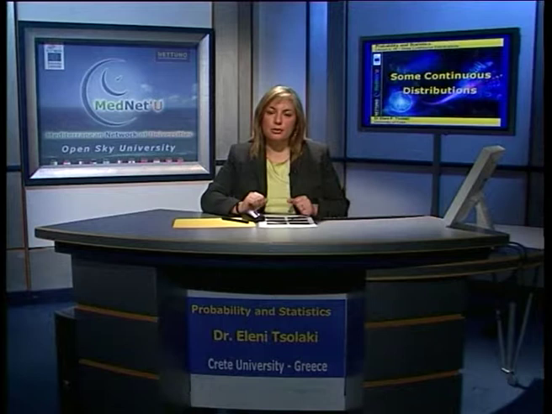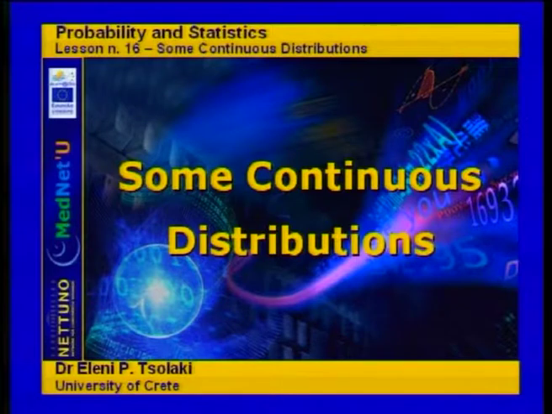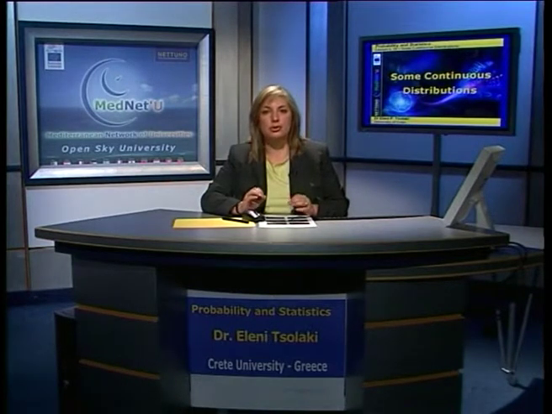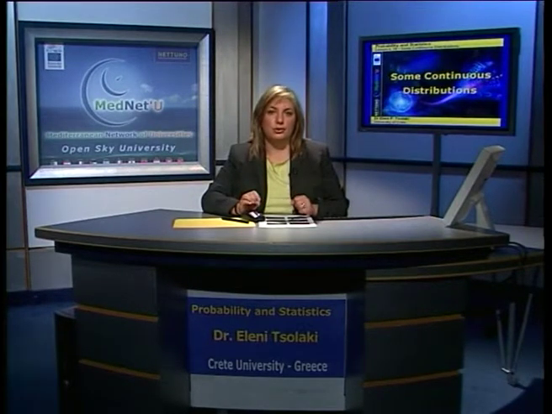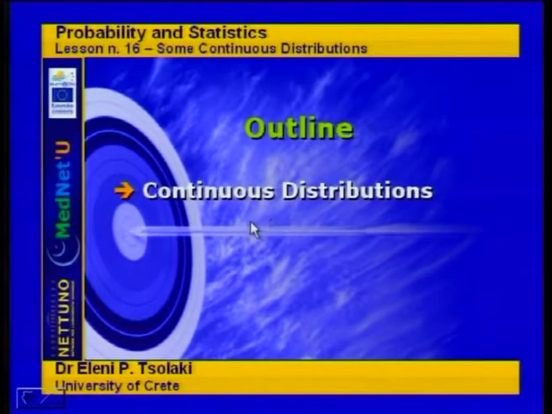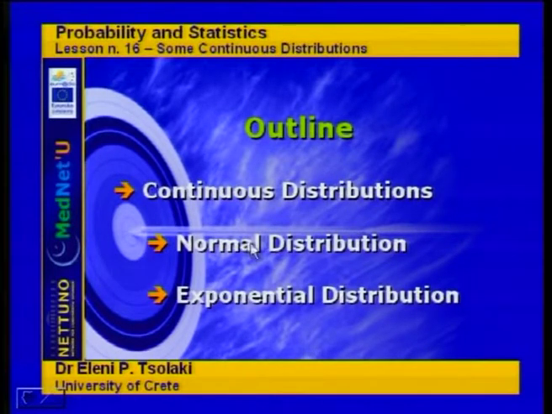In our last lesson, we talked about discrete probability distributions, and this time we are going to see about continuous random variables. We have seen the binomial and the Poisson distribution, and this time we are going to see two continuous distributions: the normal distribution and the exponential distribution.